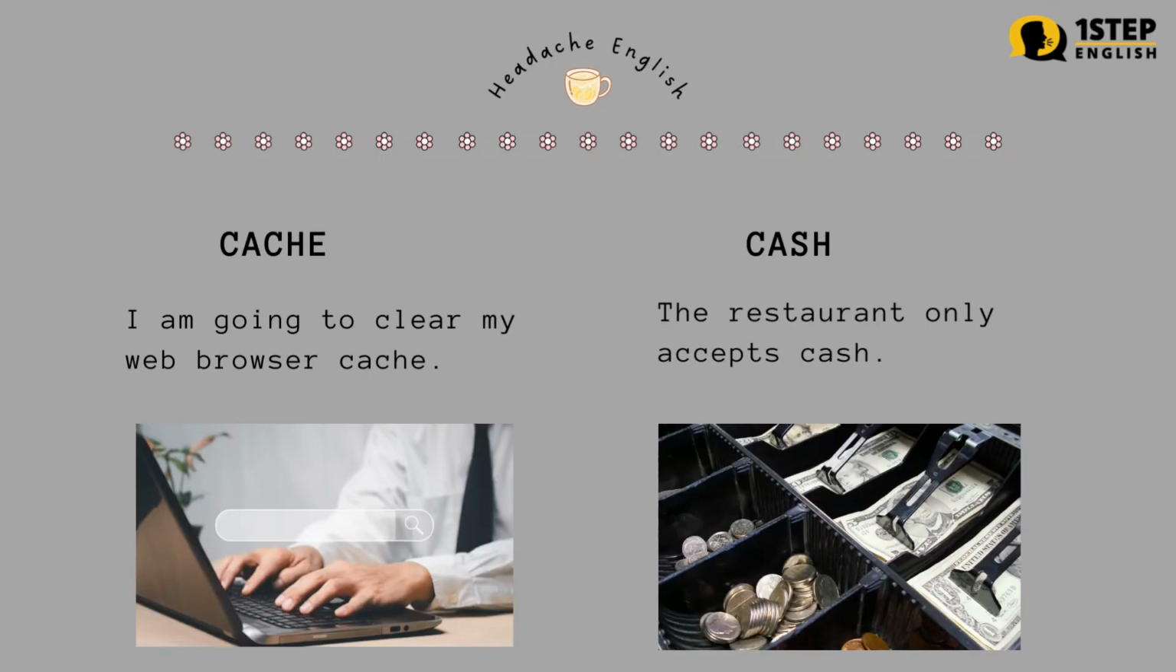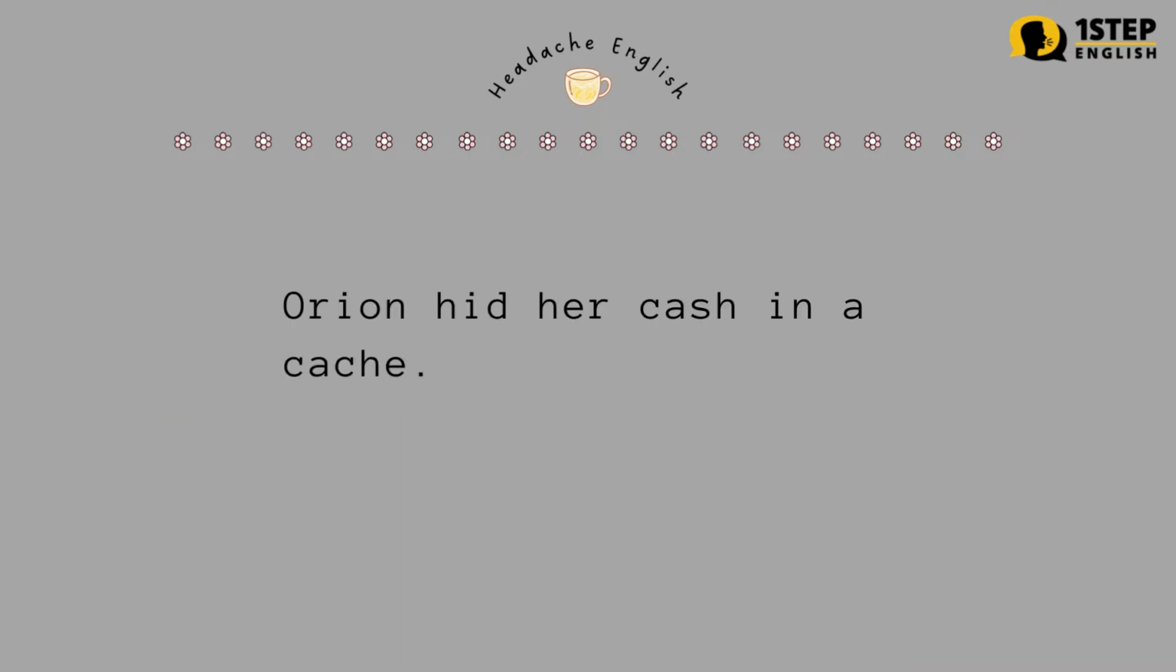Examples. Cache: I'm going to clear my web browser cache. Cash: The restaurant only accepts cash. Let us use the words together. Orion hid her cash in a cache.